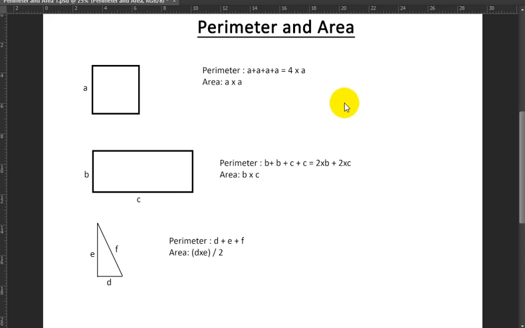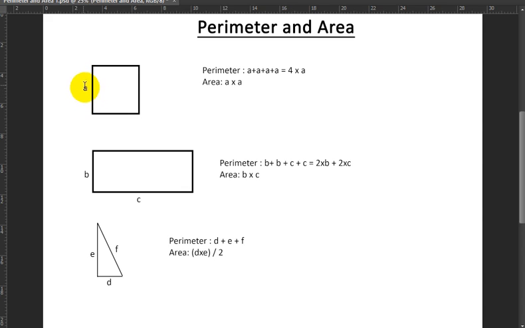So we're going to start with the perimeter and the area of a square, and then we're going to talk about rectangles and right triangles, and then at the end we're going to talk about circles, which we have talked about before, but we need to remember because we haven't talked about them as much. So let's get started with a square.